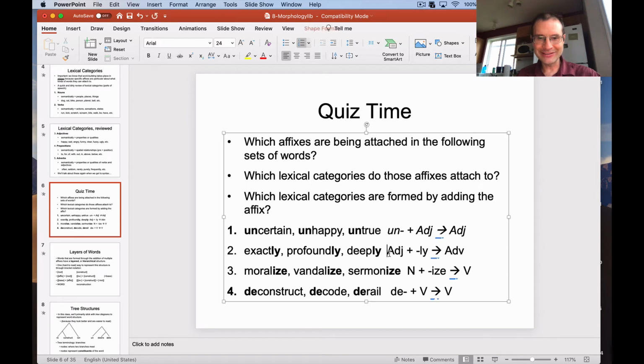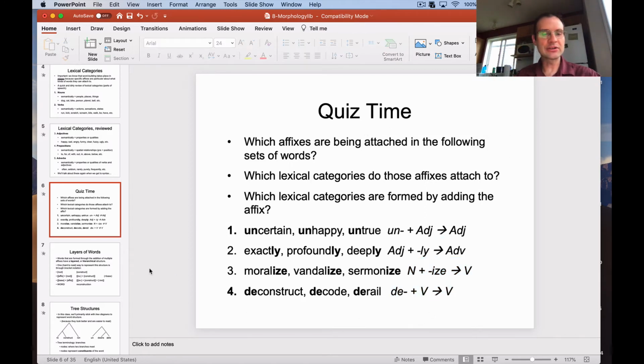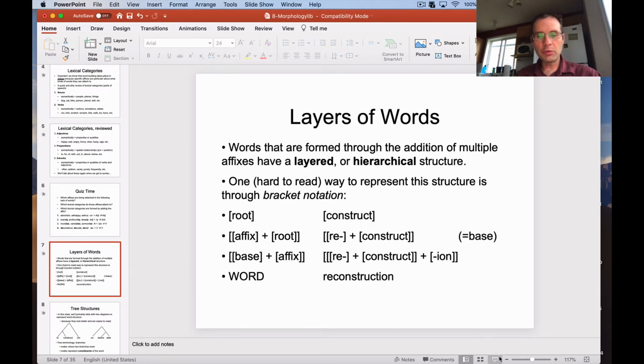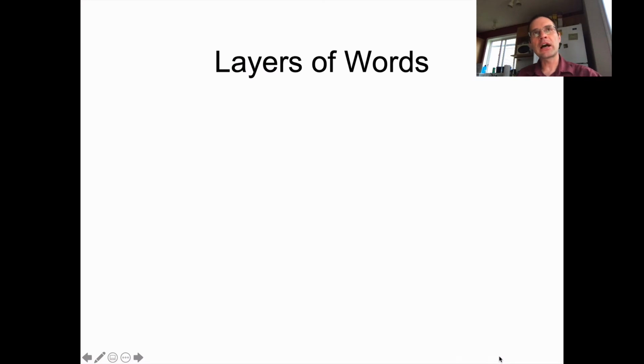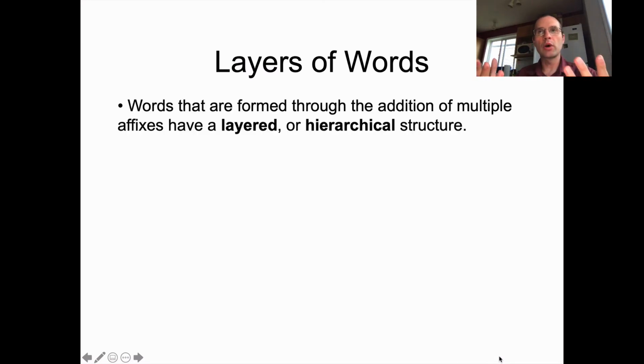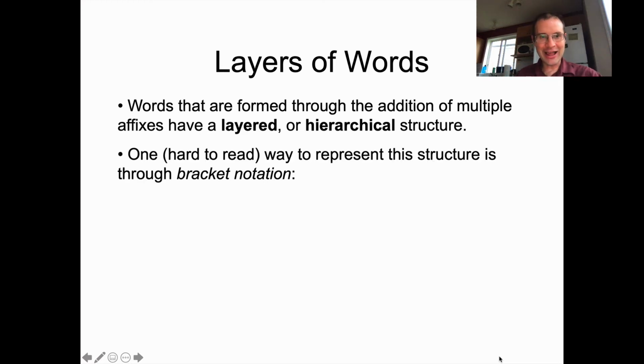So we've got different affixes, I guess they weren't all in italics, attaching to words of specific lexical categories and creating complex words of specific lexical categories as a result of that application. Okay, so that's how the word formation rules work at a basic level. What we want to also be able to do on top of describing those rules is to show what kind of structure they create. So words that are formed through the addition of multiple affixes have a layered or hierarchical structure. And we're going to see this a lot in this class.